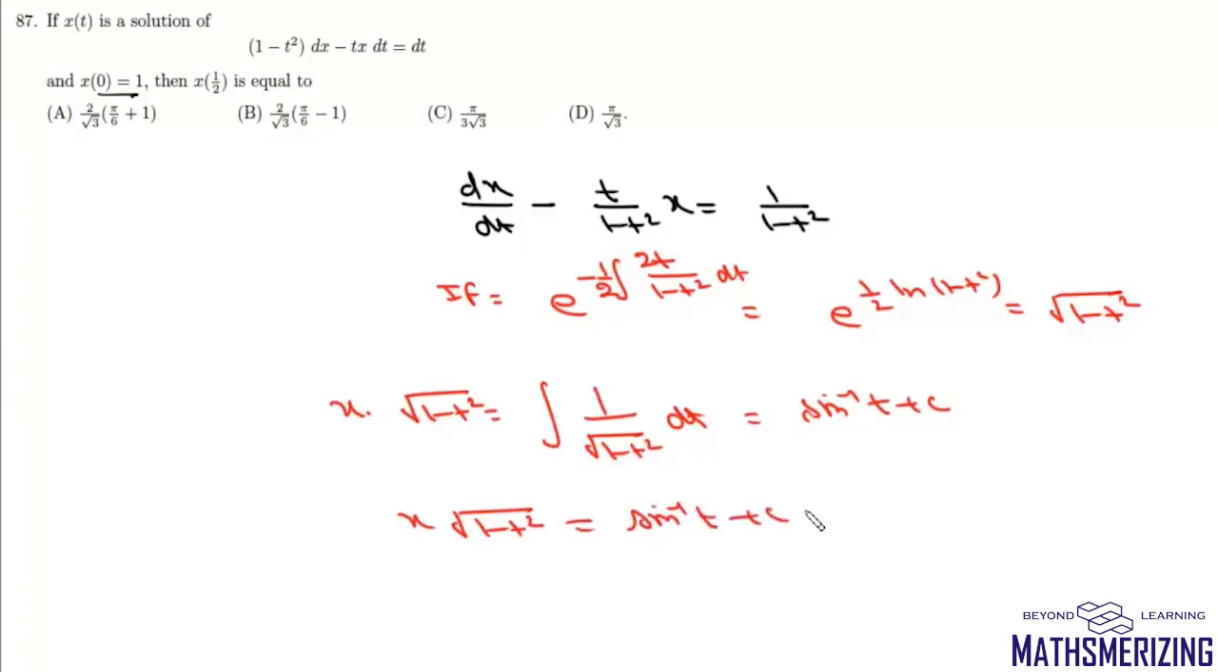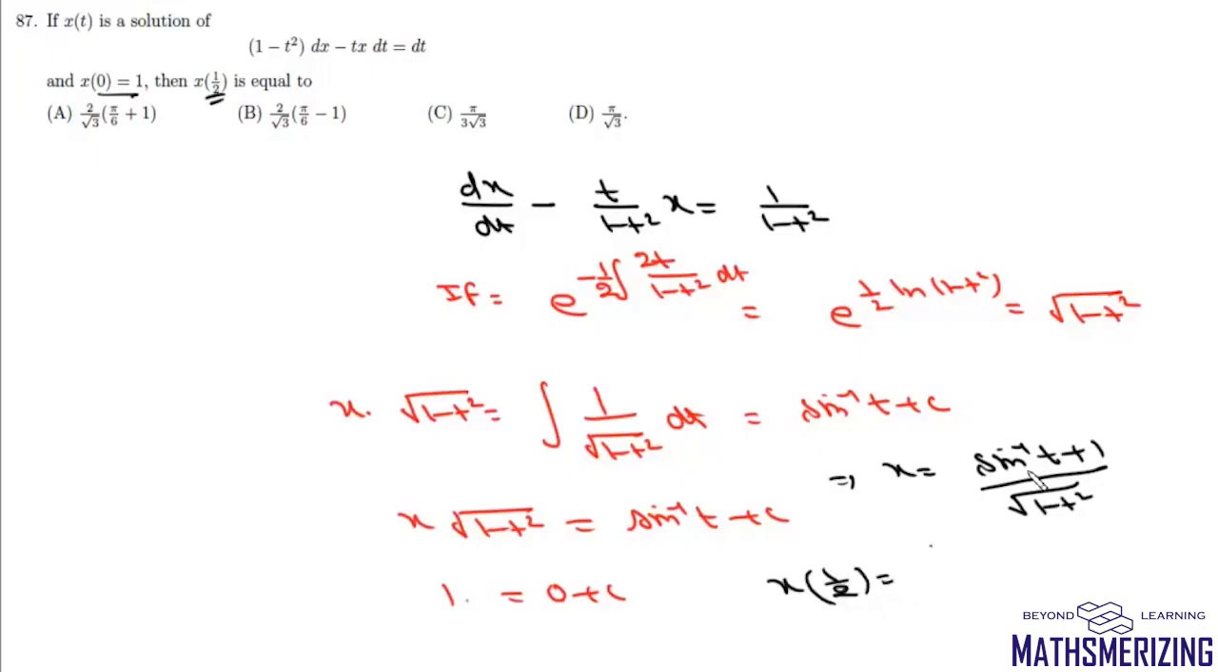Now we are given this initial condition that when t is 0, x is 1. So when t is 0, x is 1. So this is 1, this is 0 plus c. So value of c is 1. So we can write this equation as x equals sine inverse t plus 1 upon under root of 1 minus t square. Now we need to find the value of x when the value of t is 1 by 2. So we'll put t as 1 by 2.